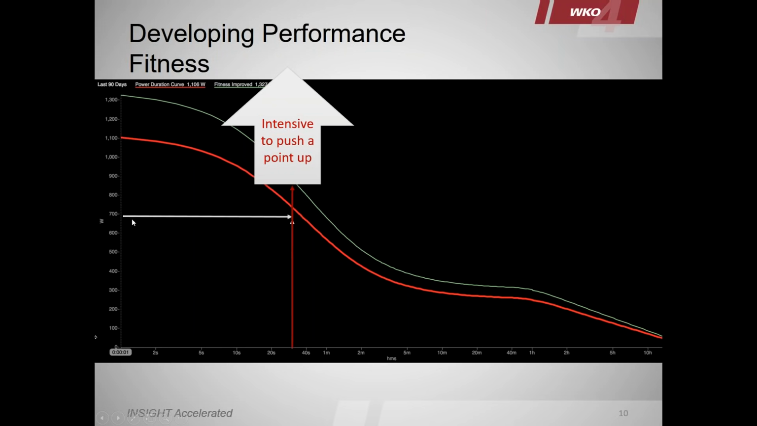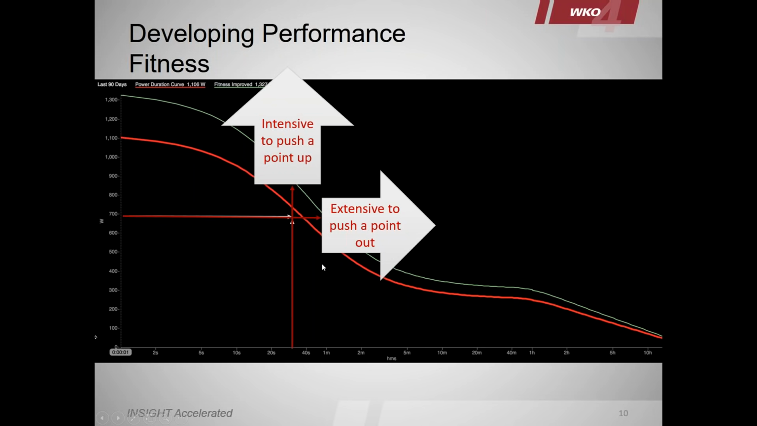The other option is you can do extensive work. So instead of increasing the power, you can increase the time, the length you can hold that power, which we call fatigue resistance. Fatigue resistance is a broader suggestion, but that's an excellent example of it. So this is extensive thinking, that you're pushing things to the right. You're extending your power output to get stronger, and that's an extensive push out.